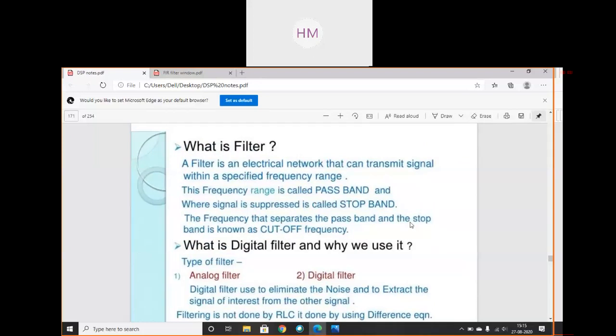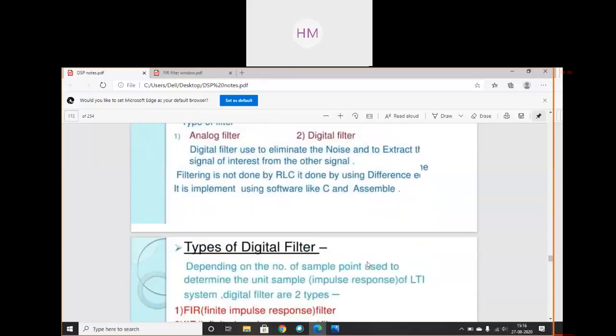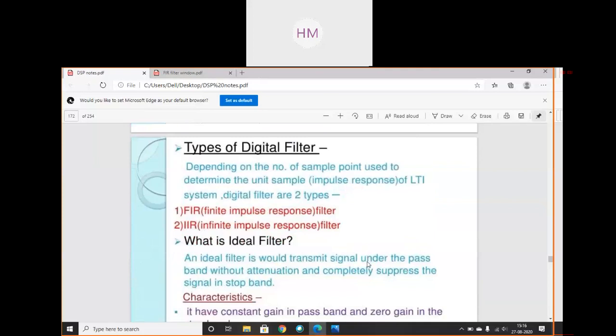So what is a digital filter and why do we use it? Filters are of two types, analog and digital. Digital filters are used to eliminate noise and to extract the signal of interest from other signals. Generally the frequency range is classified as pass band and stop band, and the boundary frequencies are defined as cutoff frequencies. You all know this. What do you mean by cutoff frequency, pass band, and stop band? Types of digital filter depend on the number of sample points used to determine the unit sample response of an LTI system. Digital filters are of two types, FIR and IIR.